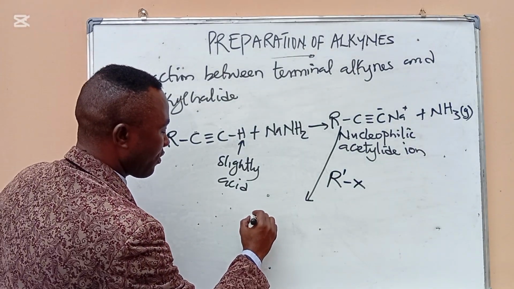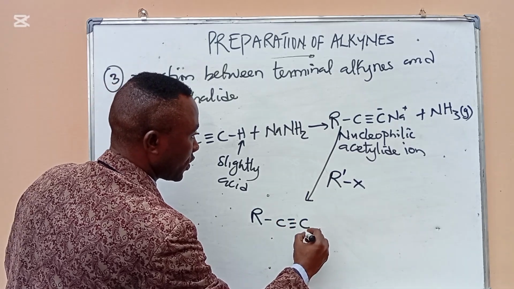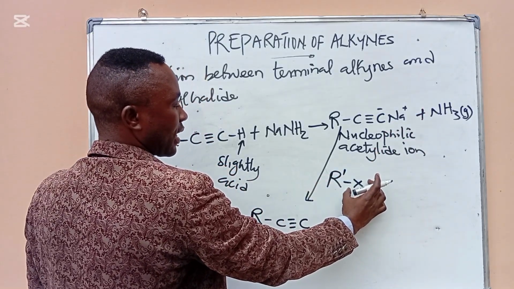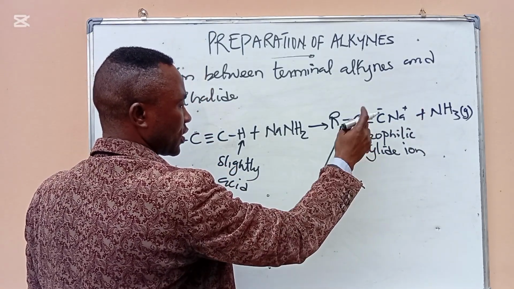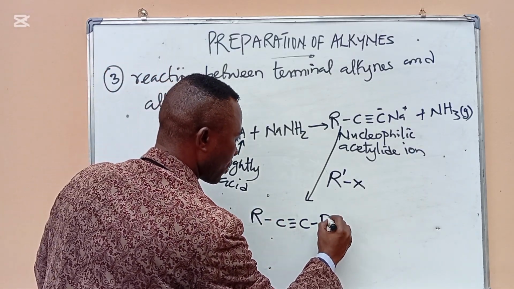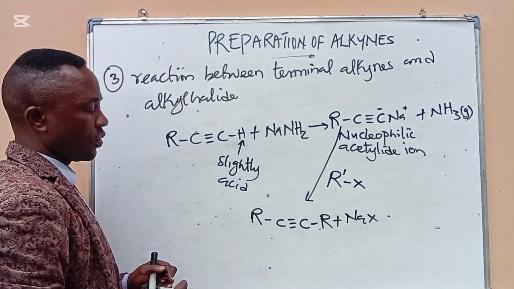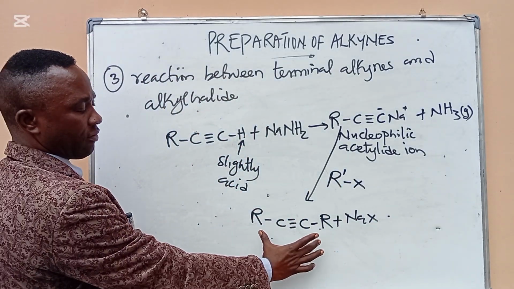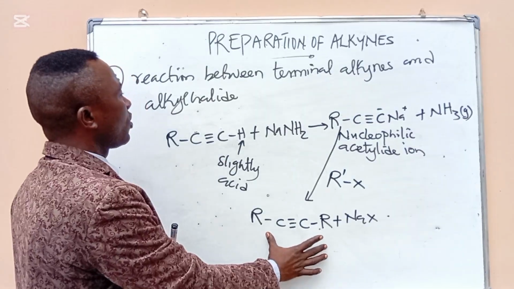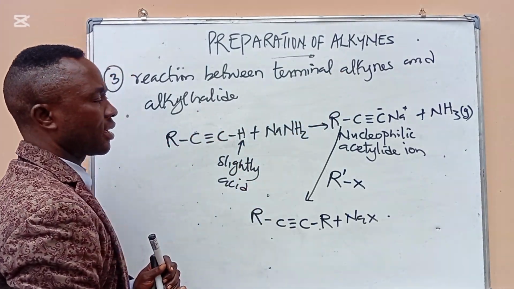When this happens, we'll have R-C triple bond C, then the sodium goes to pick the halide, while the alkyl group is attached. So what we'll have is R plus NaX. You can see that we are now having an alkyne of longer carbon chain when we react terminal alkynes with an alkyl halide.